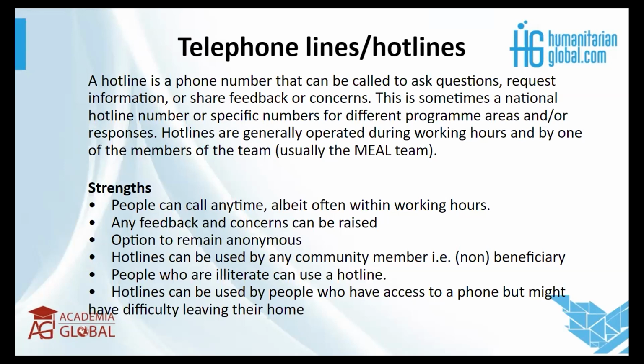Then lastly, the hotlines are also accessible for people who have access to a phone but may have difficulty in mobility. So they may be having a young child, or they may be unwell, or they may have some sort of disability, but they're able to call. They may have access to a phone, not necessarily theirs again. So they're still able to channel the issues that they may have. So that is the scope of the different types of people who are able to use these hotlines or telephone lines.